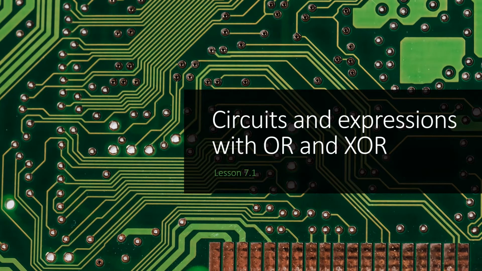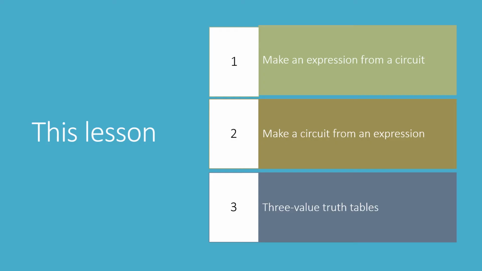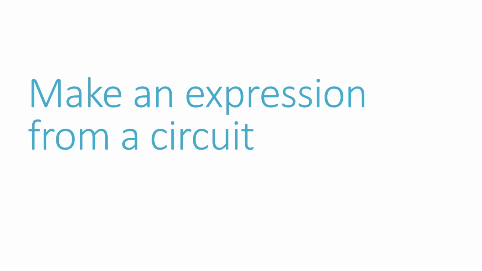Welcome back. This is the first lesson of week 7 and we're going to do more work with logic circuits and expressions. In this lesson we'll extend the range of circuits and expressions to include examples with OR and XOR. So in this lesson we'll work an example of making an expression from a circuit and then of making a circuit from an expression, and we'll look at creating truth tables with more than 2 input values.